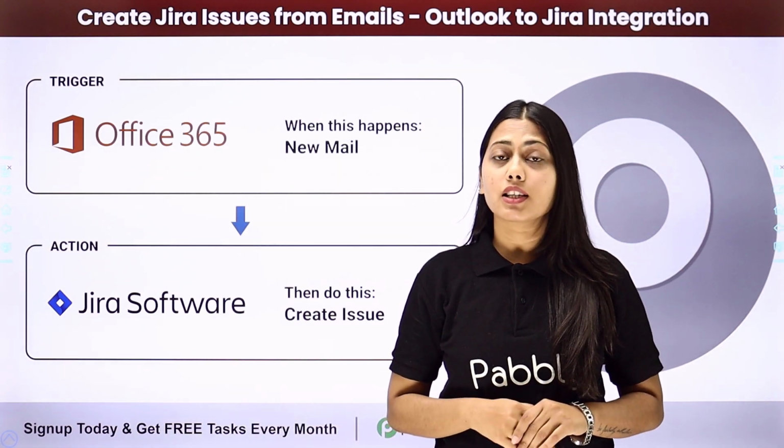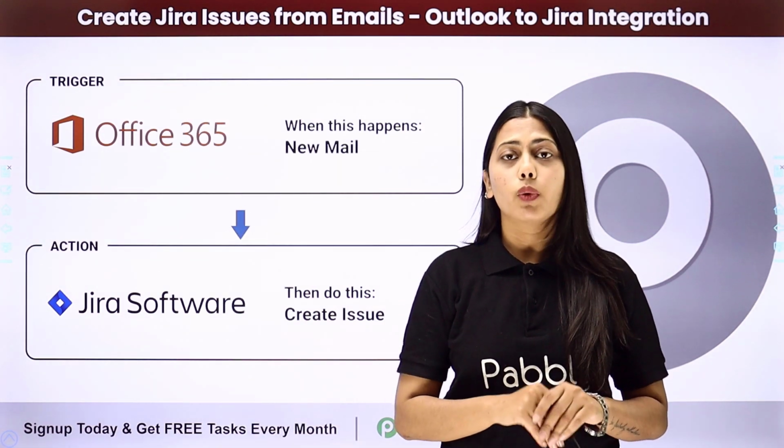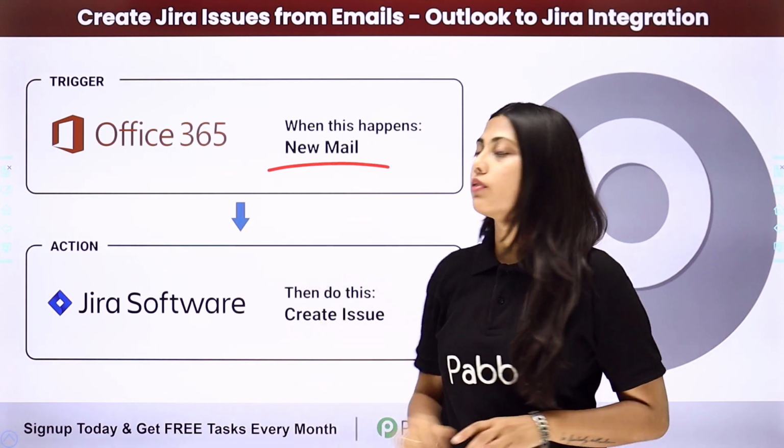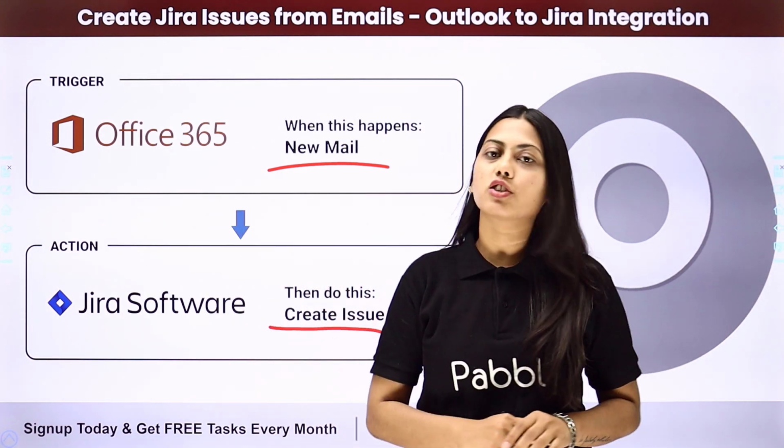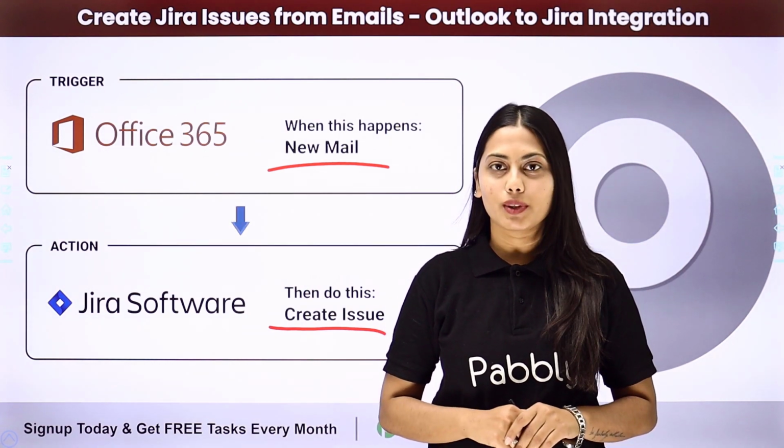So we will be creating this automation with the help of Pabbly Connect, where our trigger will be the new mail received in Office 365 and our action will be to create an issue in Jira software. Let us learn how to do that.